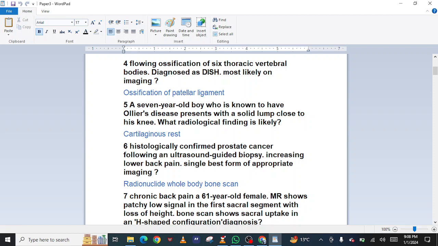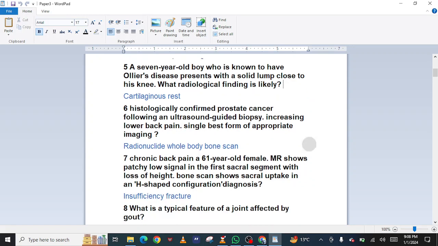5. A 7-year-old boy who is known to have Turner's disease presents with a solid lump close to his knee. What radiological finding is likely? Cartilaginous rest. 6. Histologically confirmed prostate cancer following an ultrasound-guided biopsy. Increasing lower back pain. Single best form of appropriate imaging: radionuclide whole body bone scan.